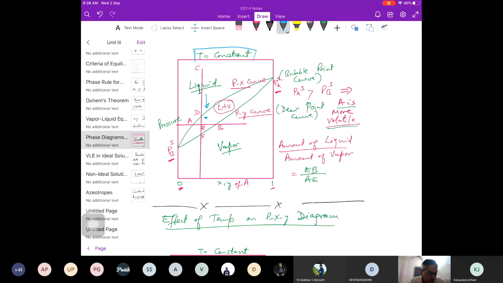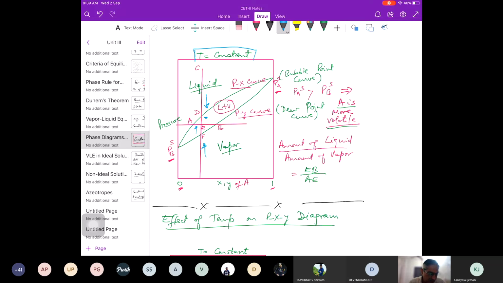Then, similar to that only, if you take a vapor and start increasing the pressure from below, at some point F, the first drop of liquid will appear. That means vapor will start condensing. First drop of liquid will appear, and that is again the dew point curve. That's why Py curve is dew point curve. And if we increase the pressure further, more and more liquid will be formed, and at point D it will be completely condensed. It will be all liquid. So that is a bubble point curve.